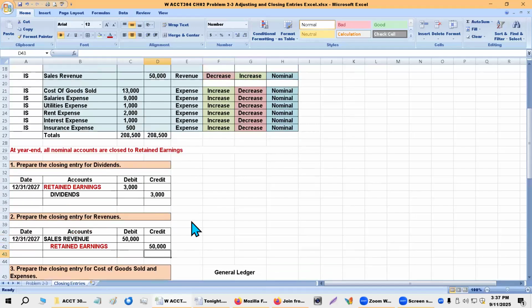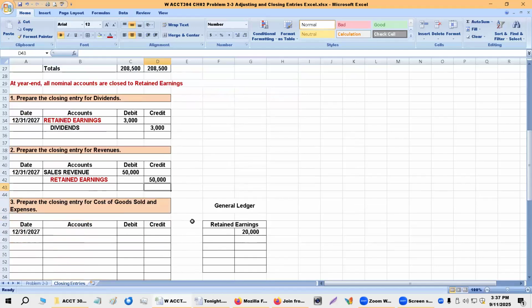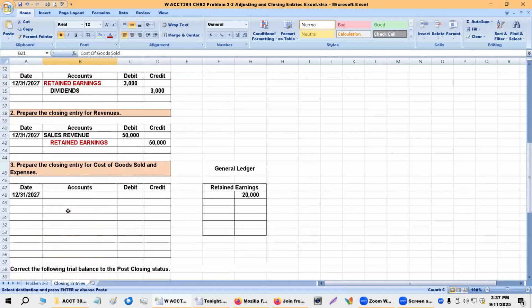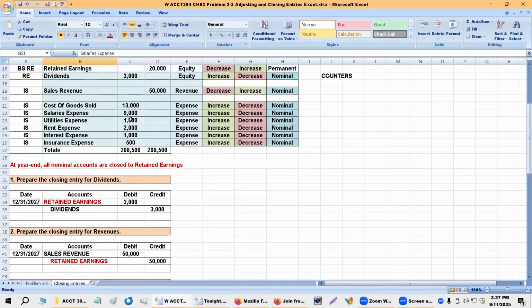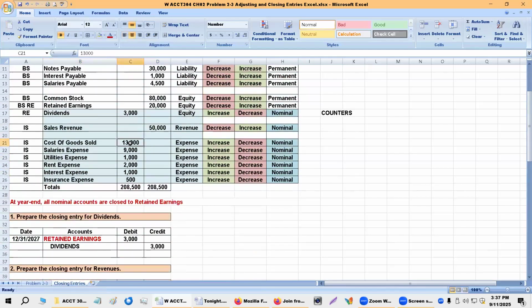Okay, oh, this one's not gonna be fun. We gotta close out all of the cost of goods sold and the expenses. Gotta be close. I'm lazy. Okay, so let's see on each one of these. If these are all debits, to get rid of them, we have to credit them.